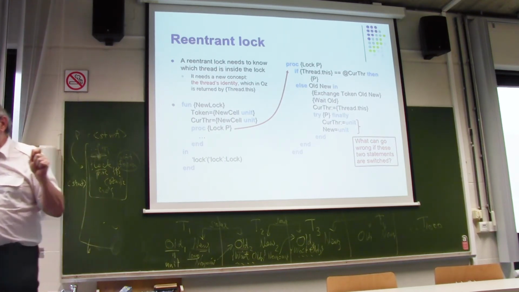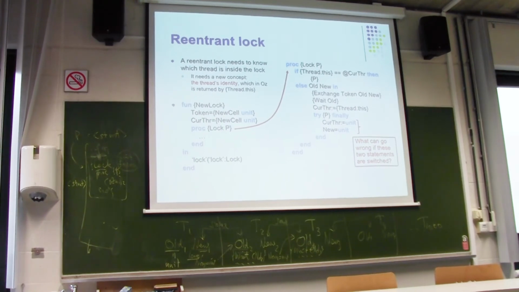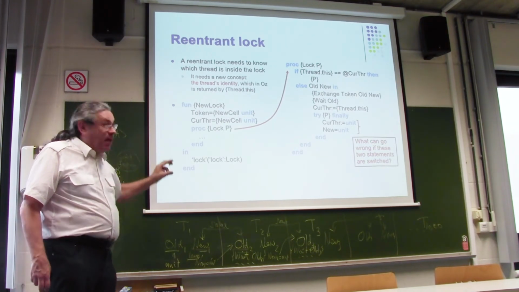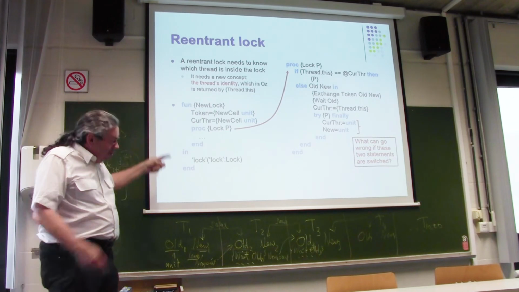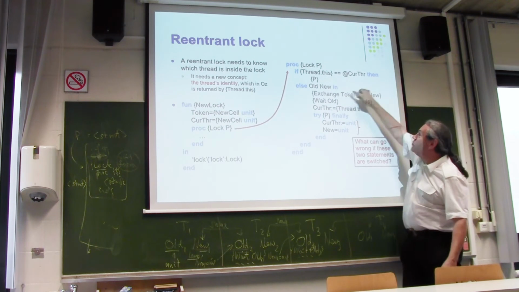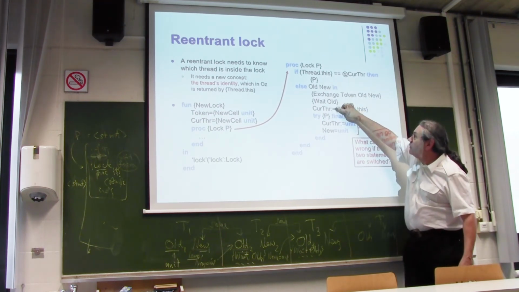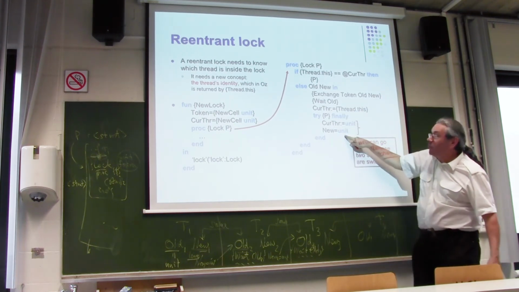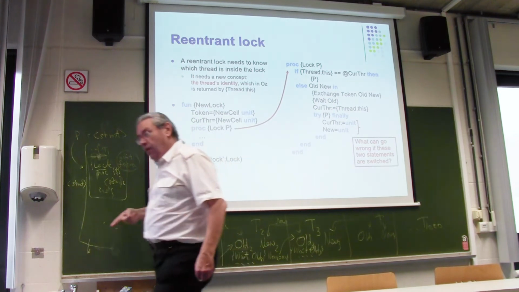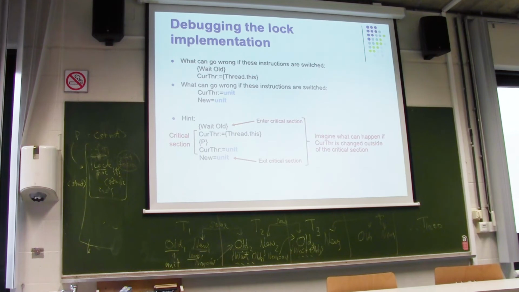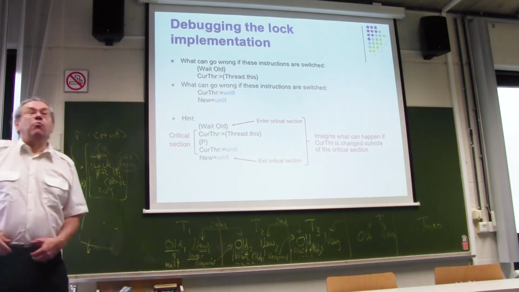Now, I want to give you some exercises on this, okay? This is concurrent programming, and it's really important to understand how this works. And the order is very important here. So first you do exchange, then you do wait, then you do current, then you do P, then you assign current, then you do new. The order is super important here. If you change that order, it's buggy, okay? So I want you to do two exercises. I want you to think.